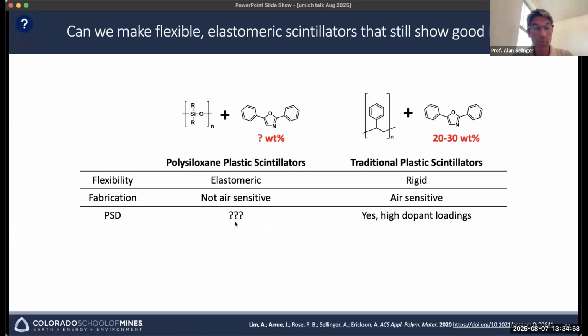And we don't know if they can be made into pulse shape discrimination capable scintillators. So this is the one area that when we started working in this, we had no idea if this was going to work or not.